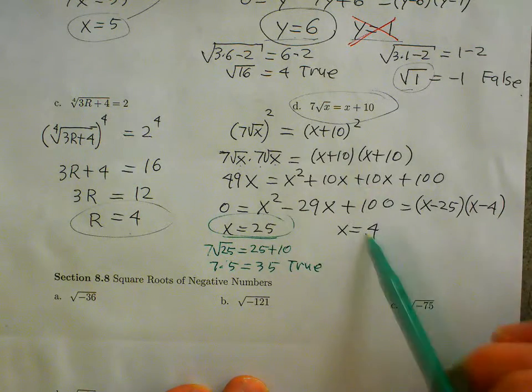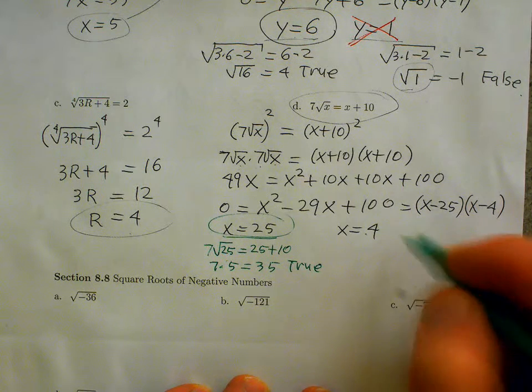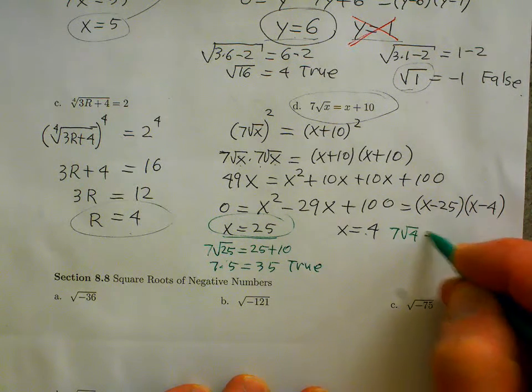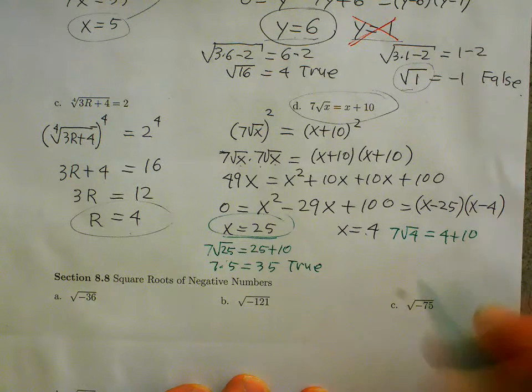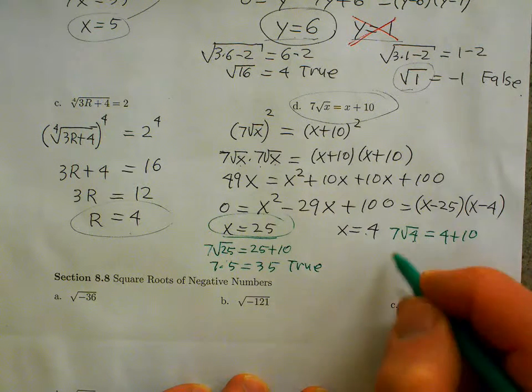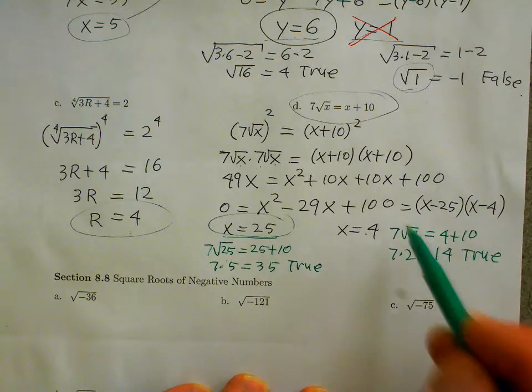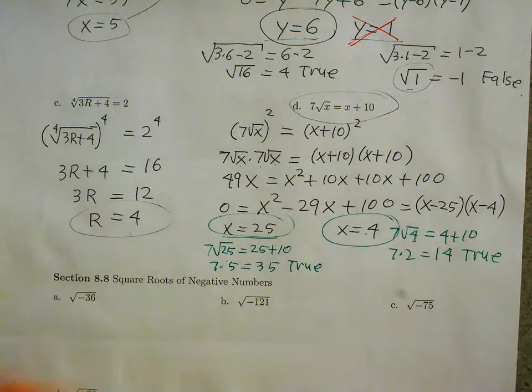Then check x equals 4. So 7 times the square root of 4, set that equal to 4 plus 10. Square root of 4 is 2, so 7 times 2 equals 14. That is also true. So x equals 4 is also a solution.